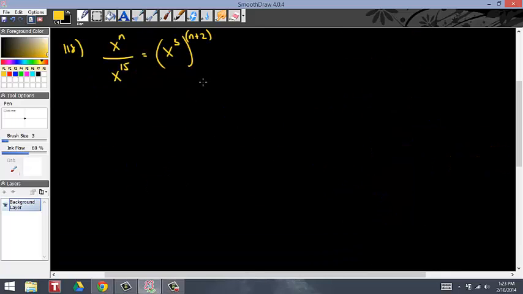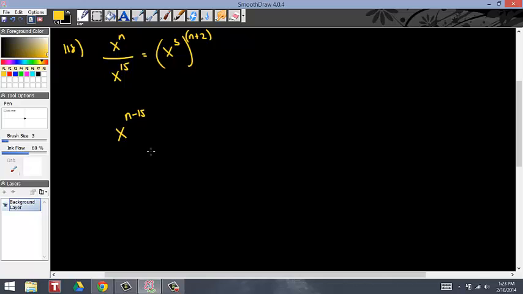What number 118 is asking you to do is find the value of n that makes the overall statement true. Now, we have to use our properties of exponents in order to simplify this left side here. If I have the same bases up top and bottom, and I have exponents up top and bottom, does it make sense that I can combine this into a single base with an exponent of n minus 15?